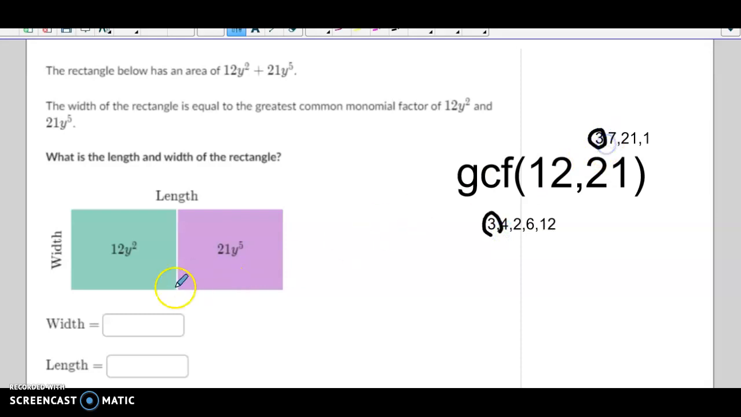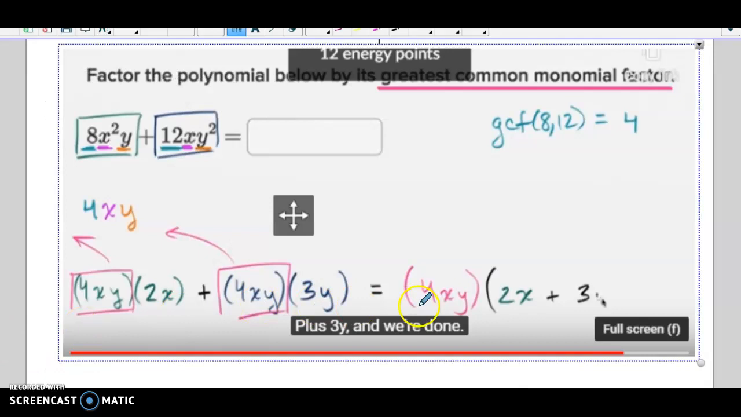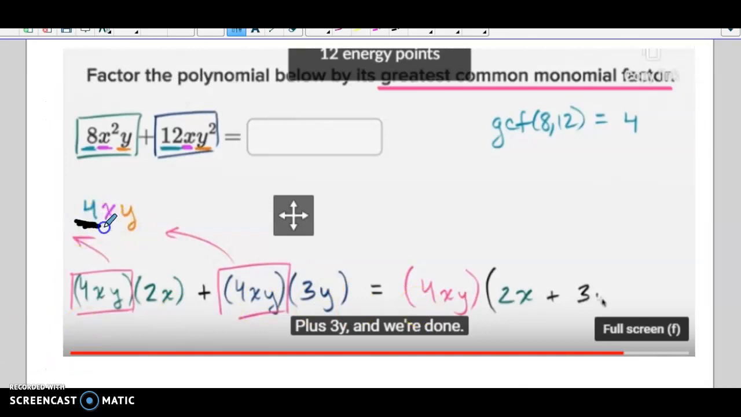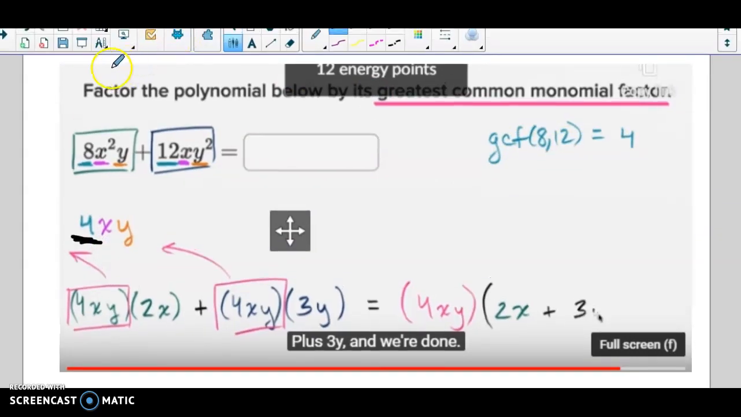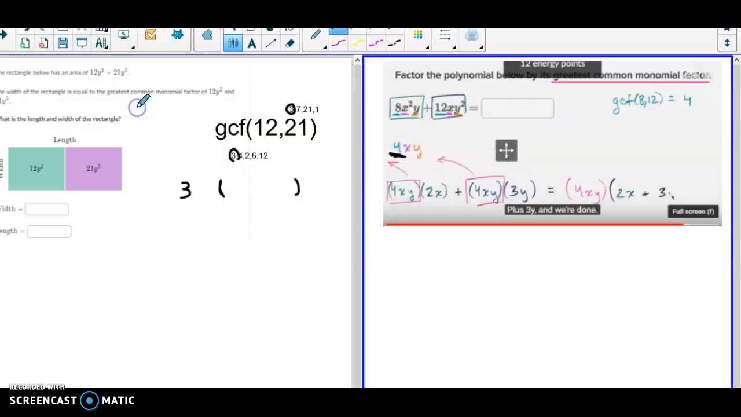So our width is going to be 3. One of our factors would be 3, and then we're going to have something in parentheses, like this. In his problem, he has the 4 right there because the GCF of 8 and 12 is 4. So you can see we did the same thing for both of these. That's the first step. I have 3, and this guy says it's 4.